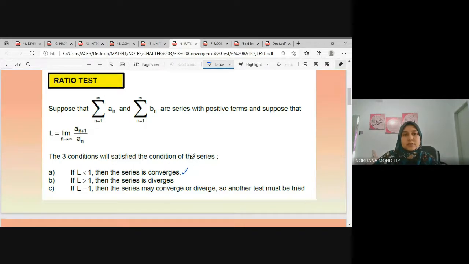converge. If L is greater than 1, it is diverge. If L equals 1, the series may converge or diverge. So you must try another test to prove whether this converges or diverges. Depend pada soalan. Kalau soalan dia tak suruh test yang lain, tak perlulah. So buat conclusion dia lah, may converge or diverge for L equal to 1.